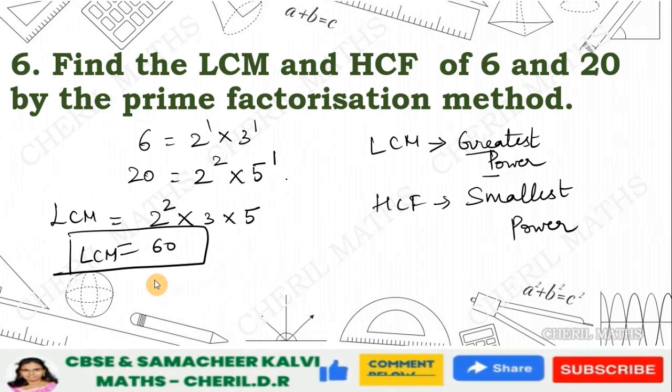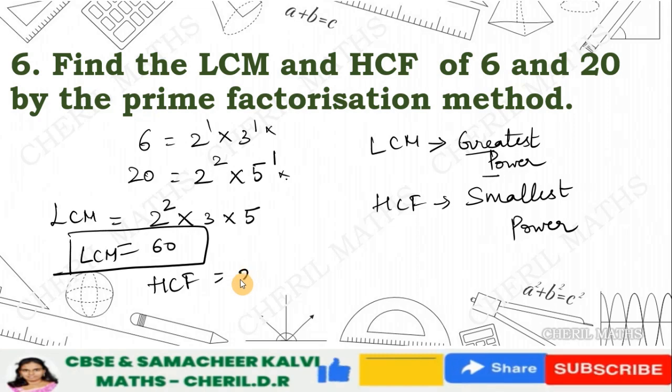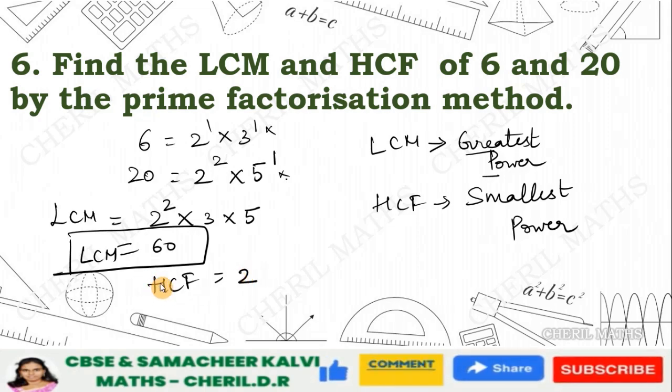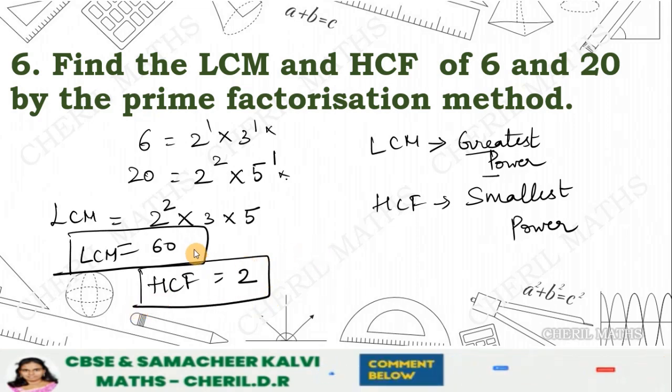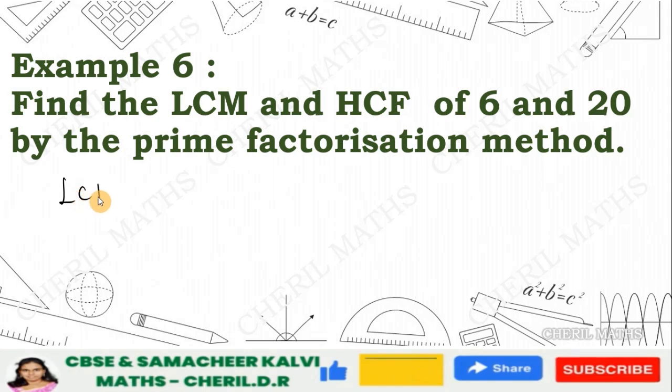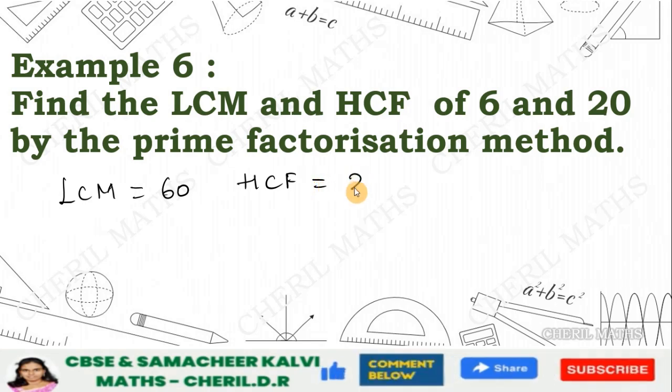So how will you find out the HCF now? For HCF, only the common thing you are going to write. 3 is here but it is not here, so you can't take it. Similarly 5 you can't take. So even in 2, what is the least power? 2 power 1. So your HCF is 2 power 1, which is nothing but 2. Is it clear, children? So this is about your LCM and HCF. So what are the answers we've got? We've got the LCM to be 60 and the HCF to be 2.